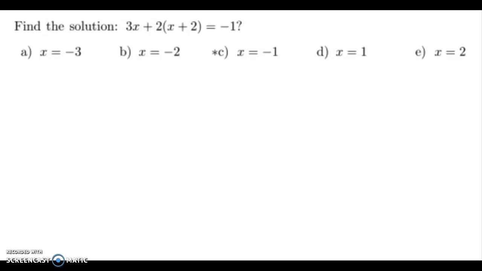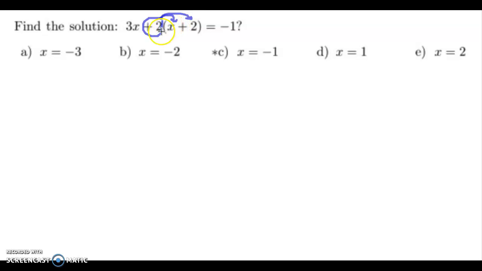It says find the solution, 3x plus 2 times the quantity x plus 2 equals -1. Well, based on what we've been learning in class, the first thing we are going to do is the distributive property. Now, if you recall, to do the distributive property, we are going to circle the number that's in front of the parentheses. In this case, it's a positive 2. And we're going to multiply it by each term inside the parentheses.